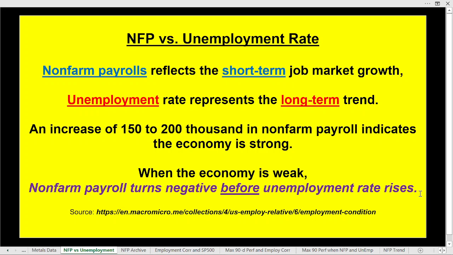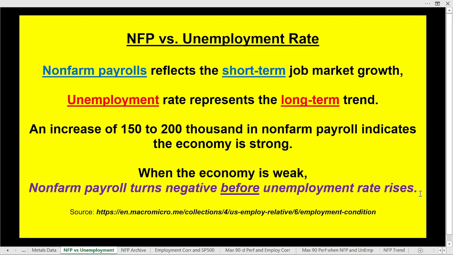I thought, given last week's numbers, it might be helpful to take a deeper dive into the employment numbers, such as the ones we saw last week. Now, we have two primary economic reports that are used to measure employment. We have the non-farm payrolls and we have the unemployment rate. Non-farm payrolls reflects short-term job market growth. It's more of an immediate, sensitive indicator. The unemployment rate represents long-term trends.